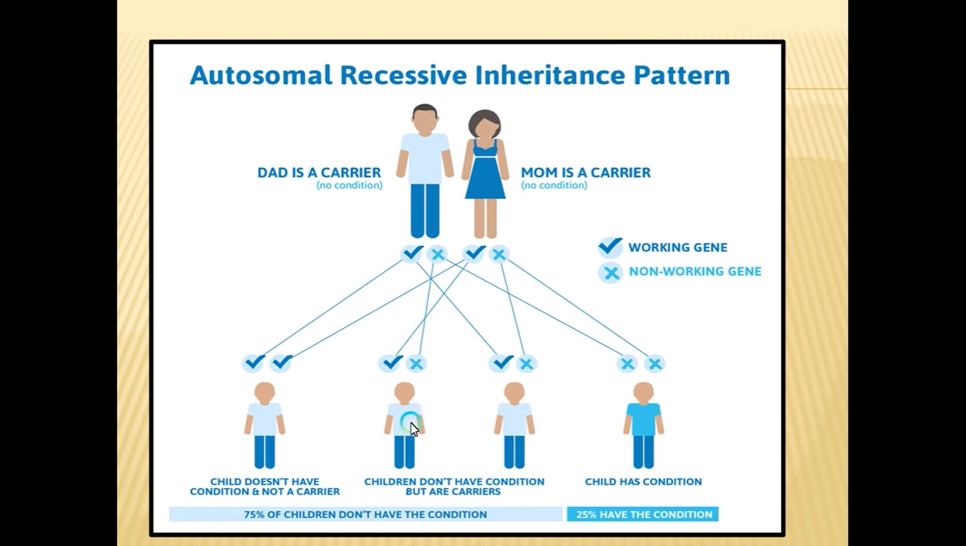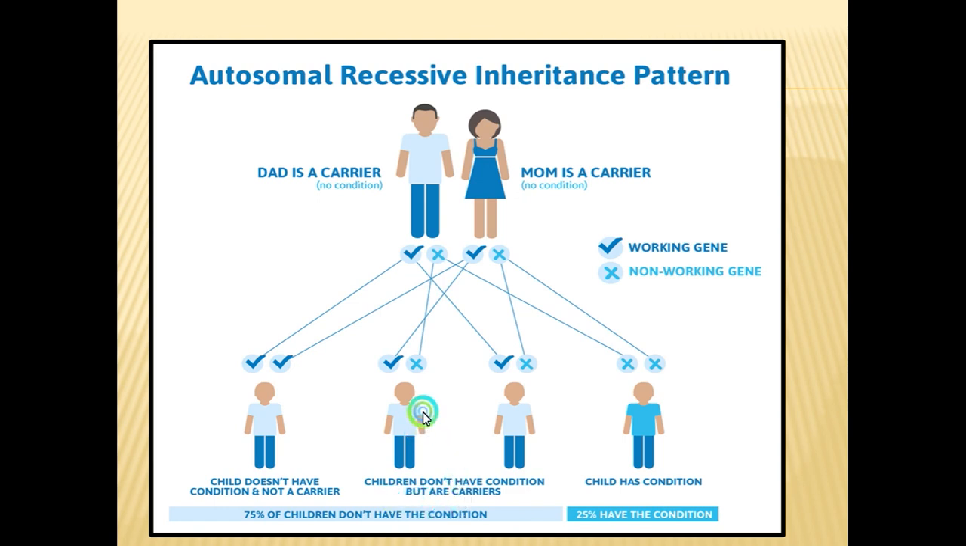This child doesn't have it, this child doesn't have it, this child doesn't have it. These two children are carriers but don't have symptoms. So three children are not having symptoms, but one child has the disease. With each pregnancy there is a 25% chance of transmitting the disorder, provided both parents have the gene. Then there is a 25% chance, and a 75% chance of not having it.